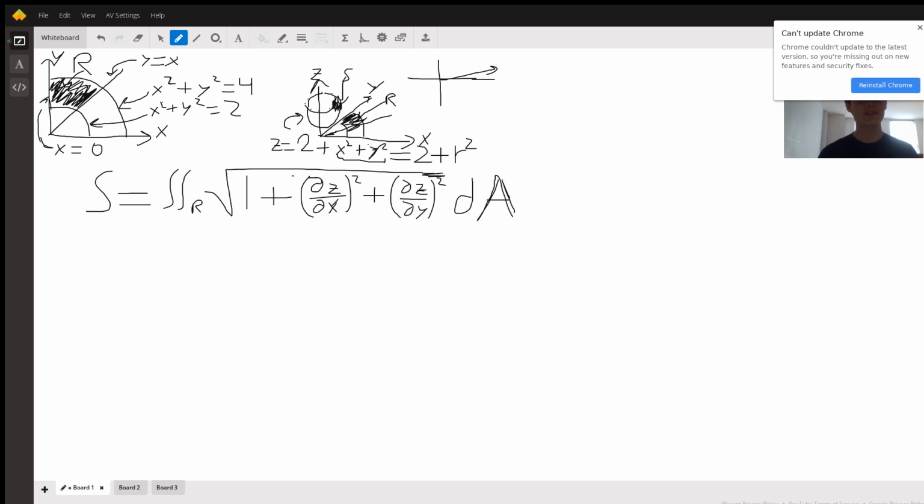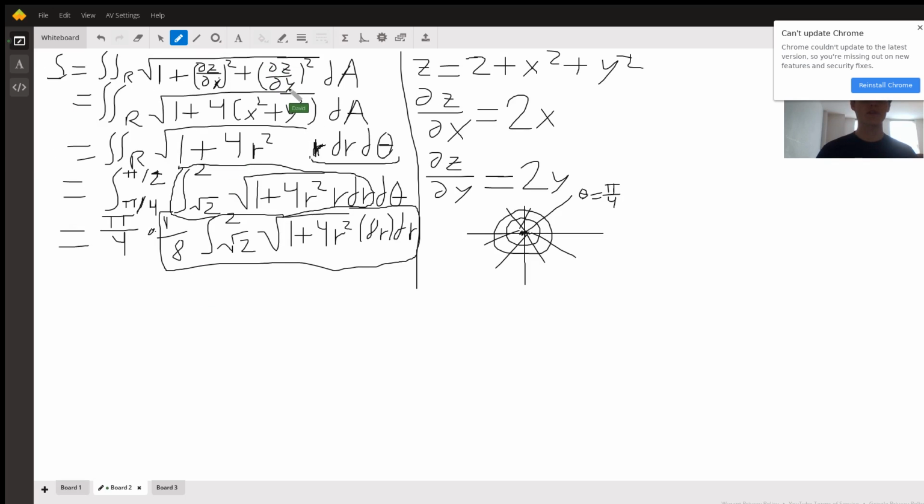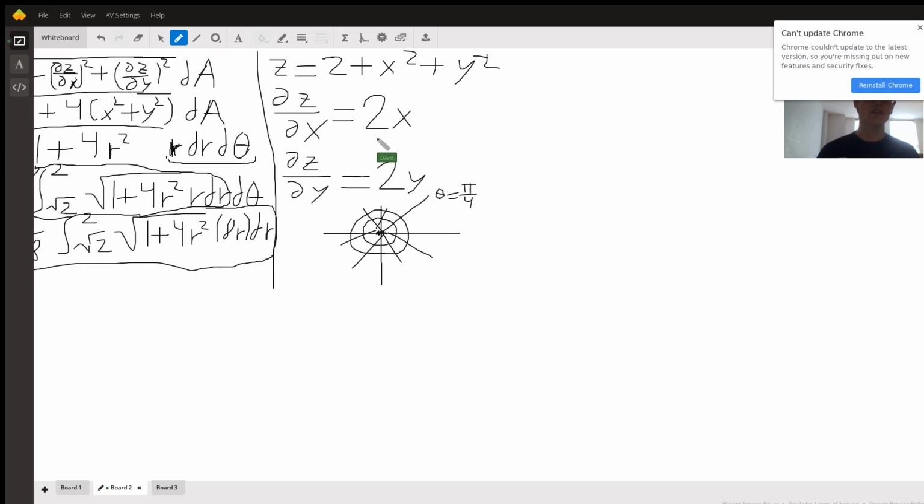Essentially, to recap, what we did is we analyzed the region R in the xy plane. Then we took a double integral over it of the square root of this relatively simple function of the partial derivatives of the function defining the surface. To calculate the partial derivatives, we looked at the function defining the surface and considered what would happen if we took the derivative of the function as a function of only one of the variables, treating the other variable as a constant.